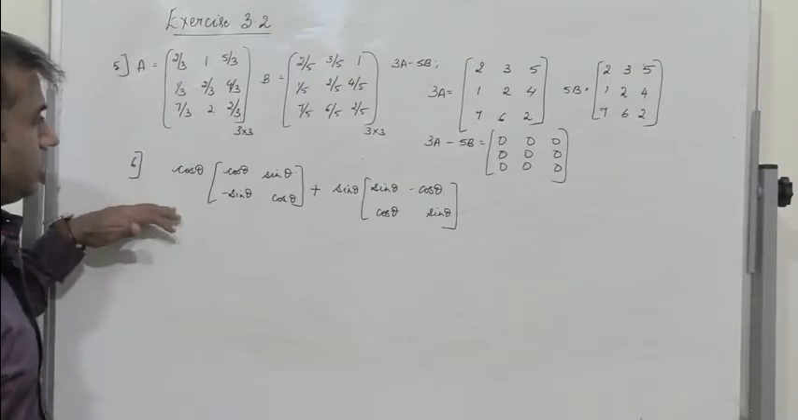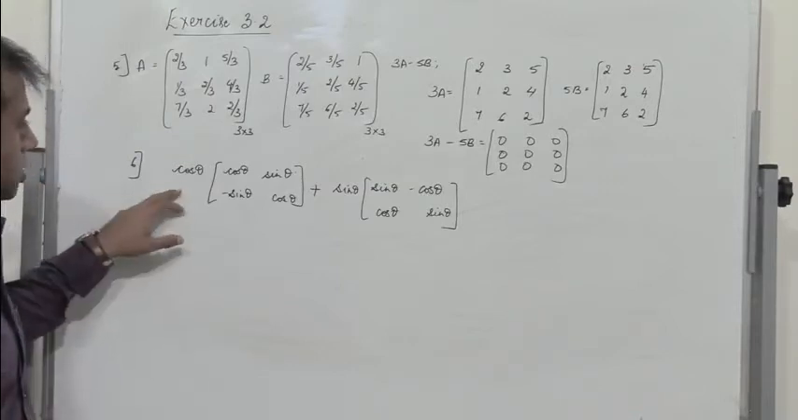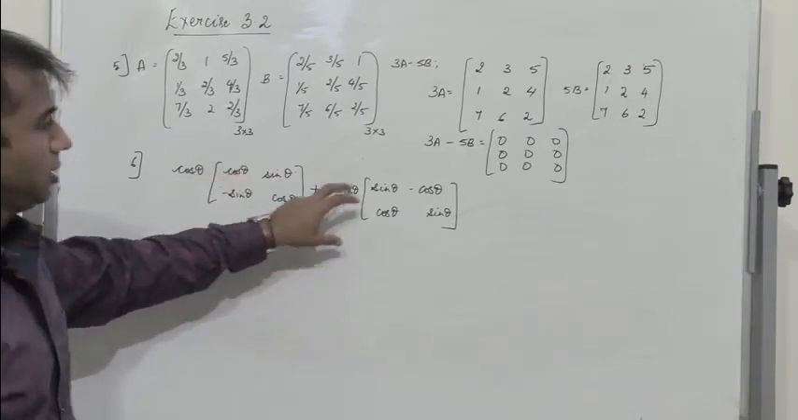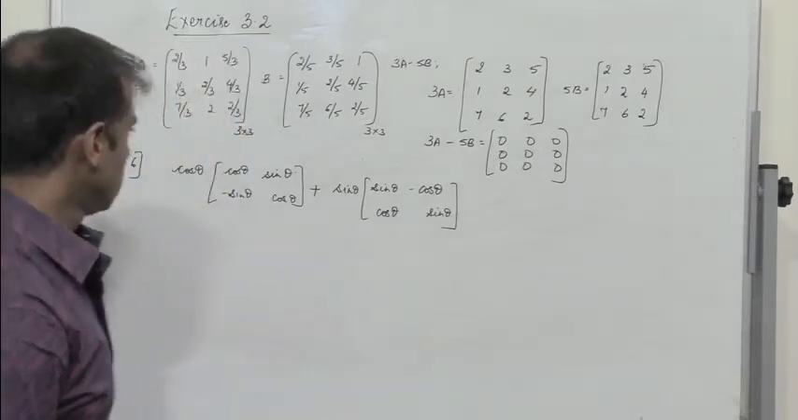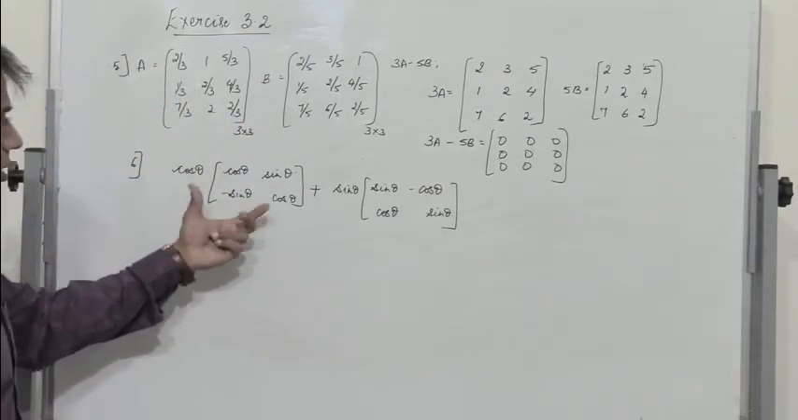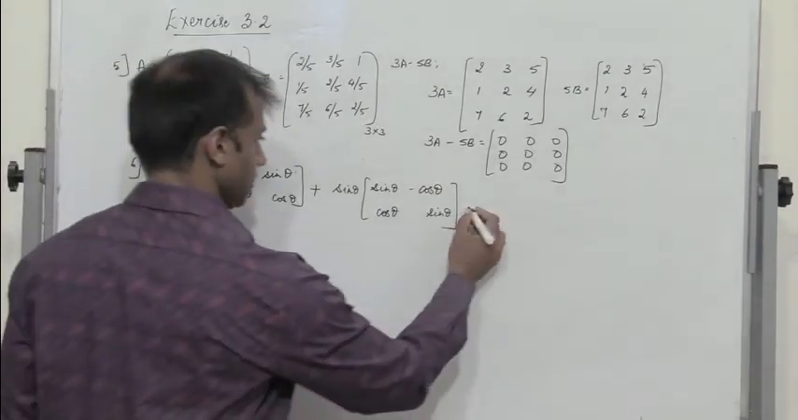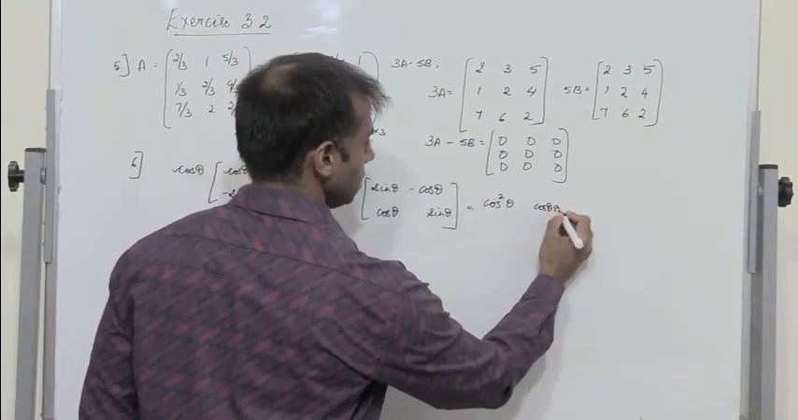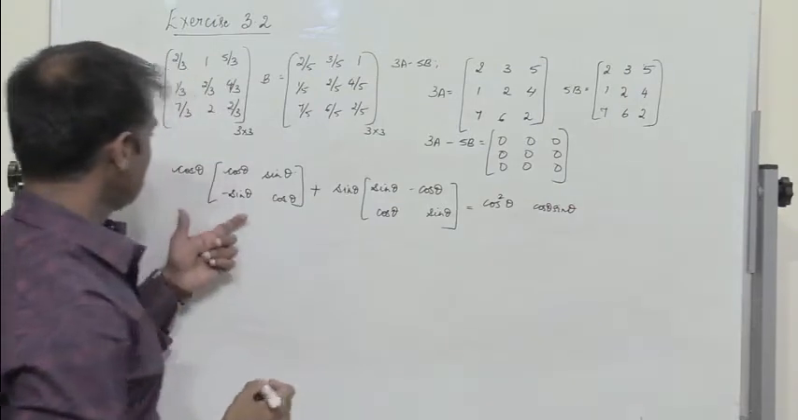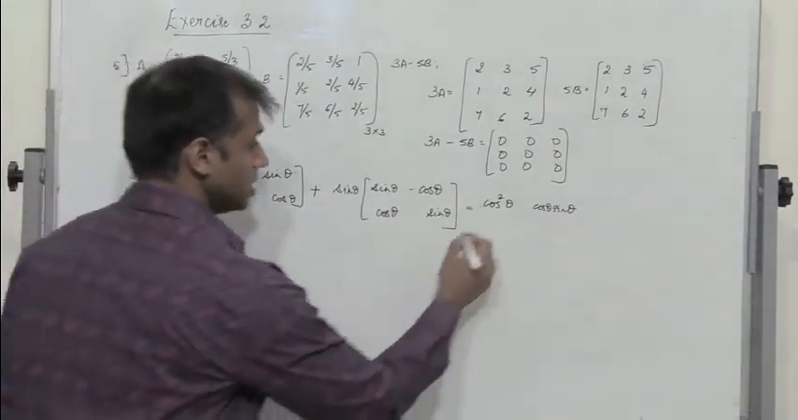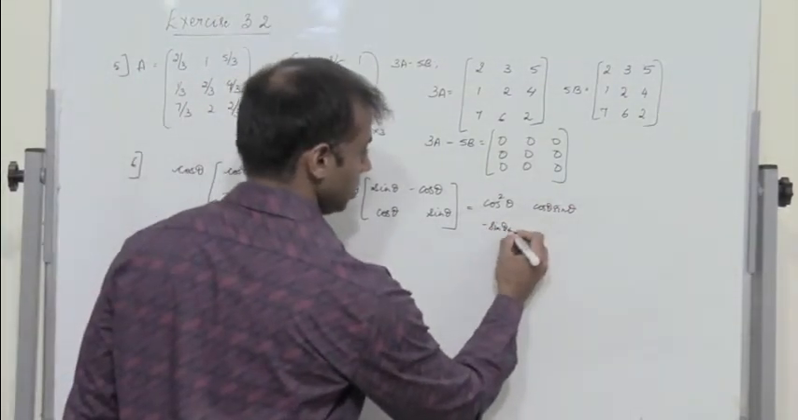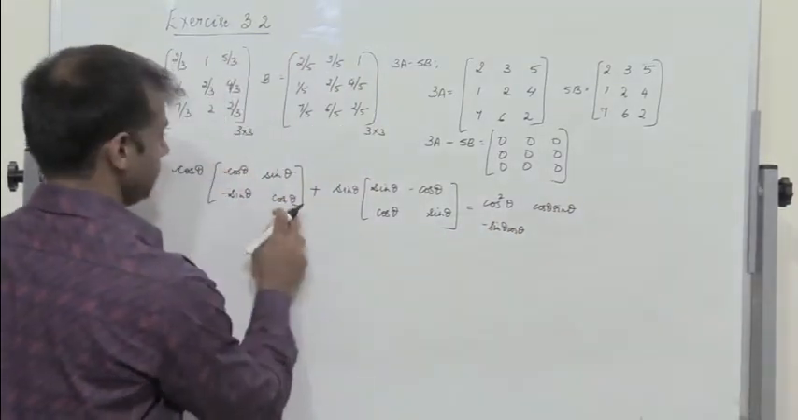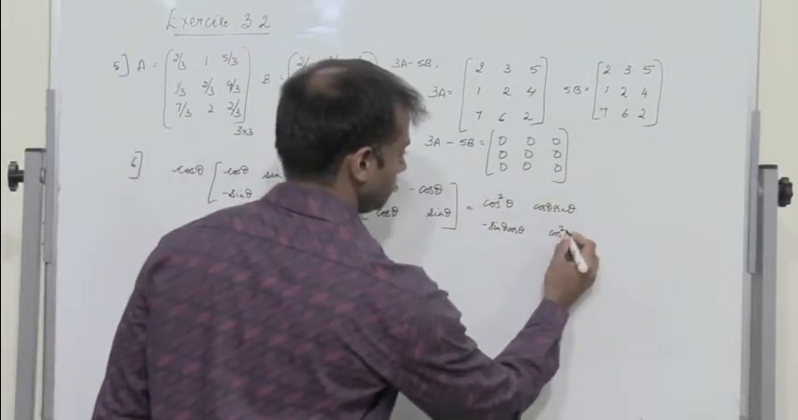So problem 6, we need to compute this. So I have cos theta into a 2 cross 2 matrix, sin theta into a 2 cross 2 matrix. So first let me multiply cos theta with this matrix. So we get cos square theta, cos theta sin theta, and here I have minus cos theta sin theta, cos square theta.